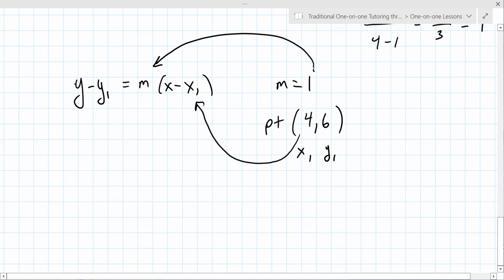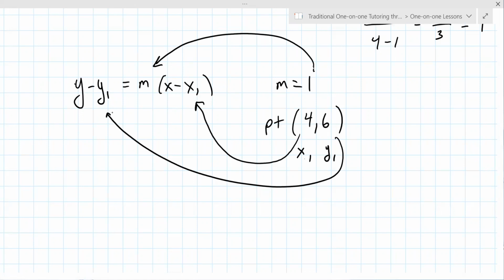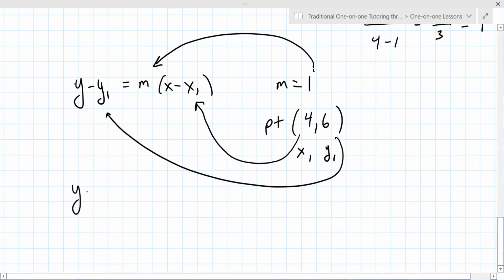There's no deception here. This is as direct as I can make it. 4 goes in the back x1, 6 goes in the front y1. Give me your equation whenever you got it down. Okay. y minus 6 equals m, what's the value of m? 1. Okay, parentheses, x minus 4. Yes.